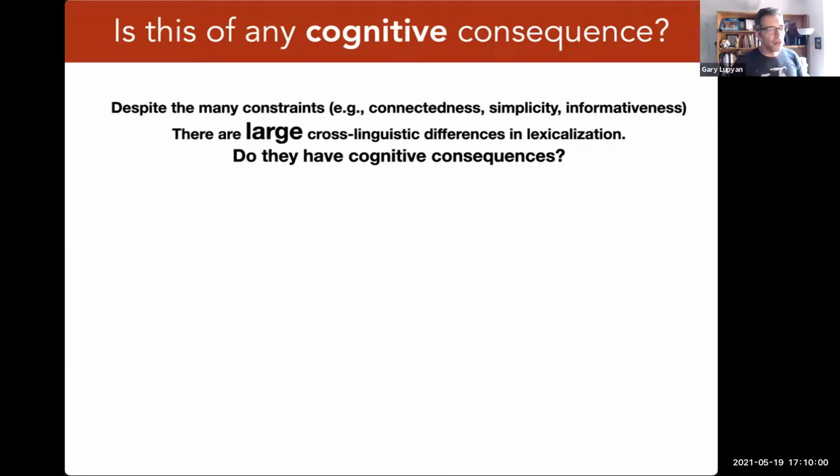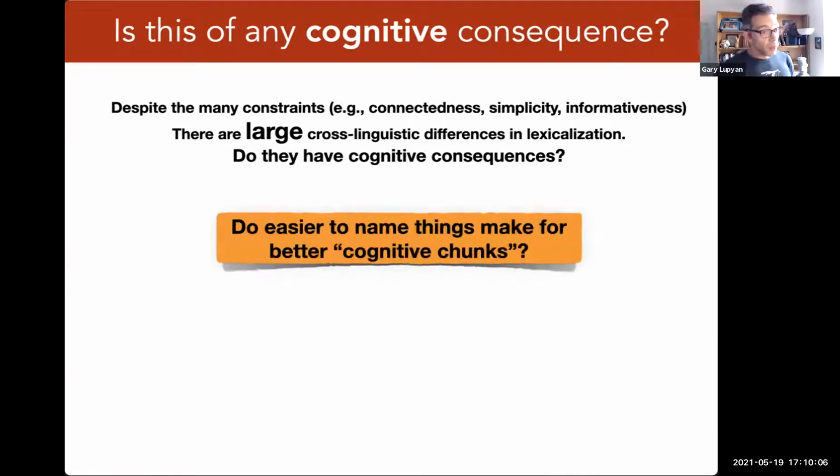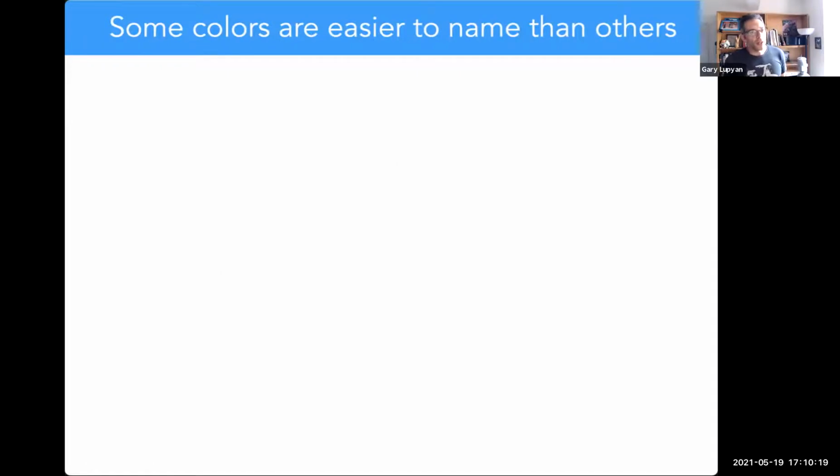Does this have cognitive, quote unquote, non-linguistic consequences? What's easier to name is not the same from language to language. Do easier to name things in a given language make for better cognitive chunks? I'm going to argue the answer is yes.